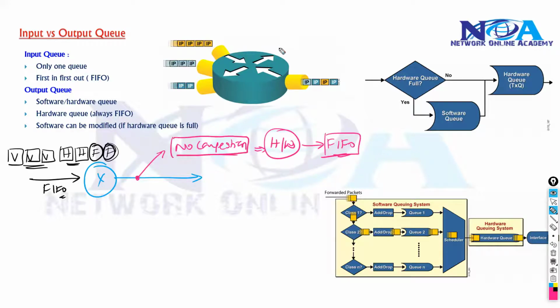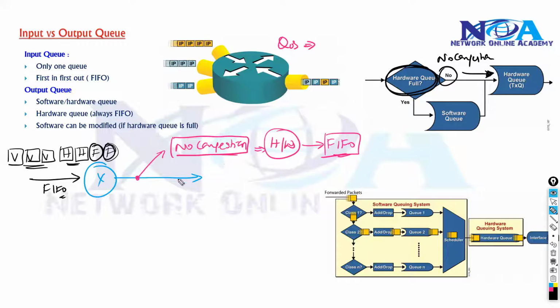Quality of service is only required when there is congestion, when there is a possibility that the traffic may get dropped. So we need quality of service depending upon the congestion, whether it is there or not. If the hardware queue is full, like here you can see the condition. If it is not full, it means there is no congestion, so it will immediately go out of the hardware queue.